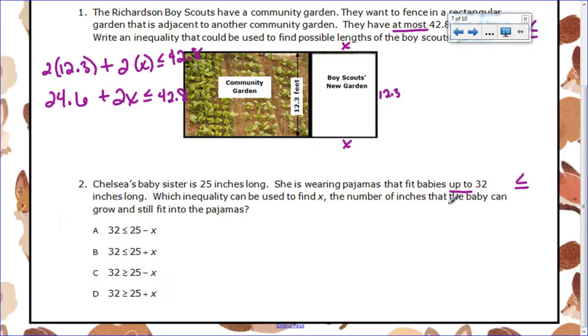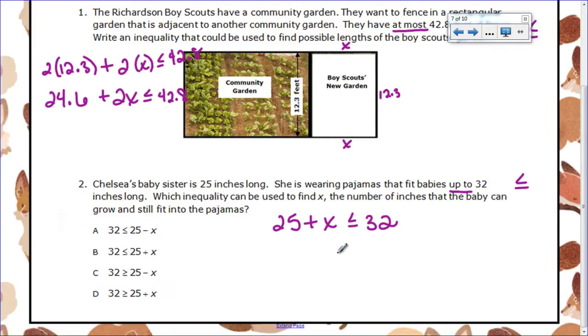So I know that when I write my inequality, the baby sister is 25 inches long right now, and she is going to grow X number of inches. And whatever this total is has to be less than or equal to 32. And if you look at my answer choices, I have run into a problem. All of my answer choices have the 32 over here on the left, and then the problem part's on the right. And so this doesn't match any of those.